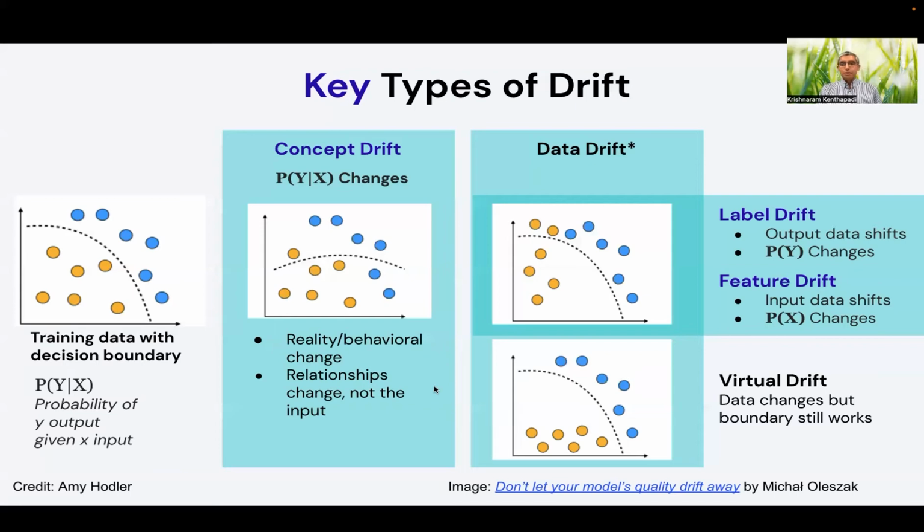Finally, the terminology virtual drift refers to the setting where different types of drifts may have happened. For example, the relationship may have changed, but the decision boundary used by the model may still work as before. As a result, that may not have as much of an impact as far as the model itself is concerned.